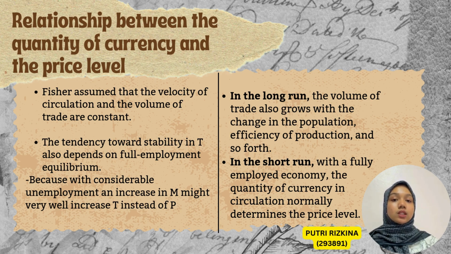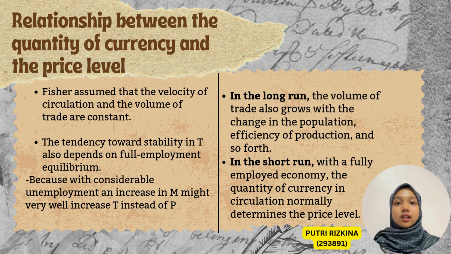The tendency towards stability in T also depends on full employment equilibrium. It is because with considerable unemployment, an increase in M might very well increase T instead of P, which is the price level. In the long run, the volume of trade, T, also grows with changes in population, efficiency of production and other factors. While in the short run, with a fully employed economy, the quantity of currency in circulation, which is M, normally determines the price level, which is P.